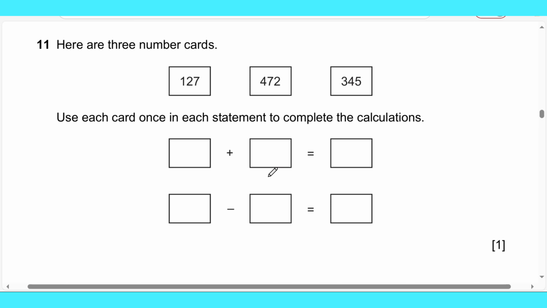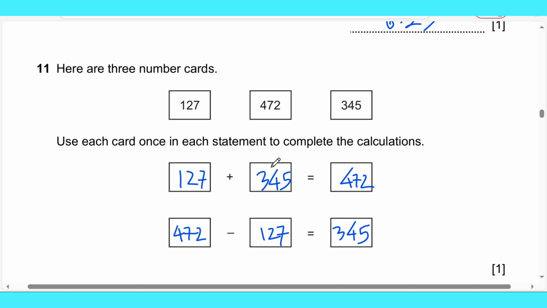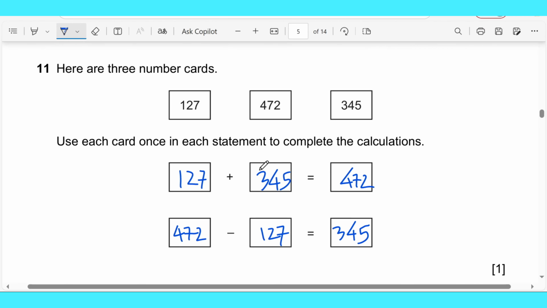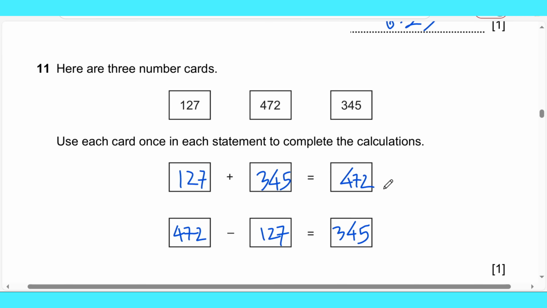Okay guys, the answer for this will be, here we go. So it's 1, 2, 7 plus 3, 4, 5 equals 4, 7, 2, and the second is 4, 7, 2 minus 1, 2, 7 equals 3, 4, 5. So the idea to do this is, for addition we just put the greatest number at the back and the 2 small numbers in here, and for subtraction the greatest number on the left side and the other 2 smaller on the right side. So that's the key. Alright, let's move on.